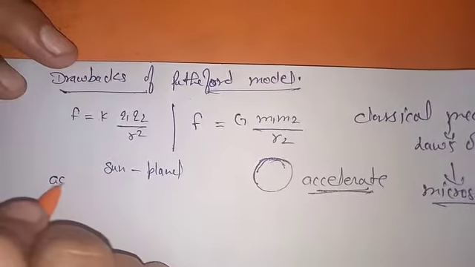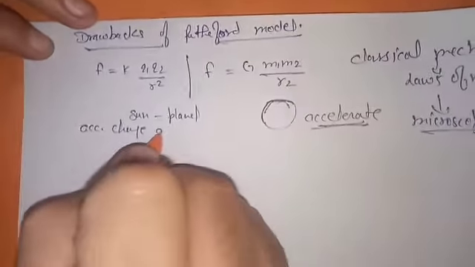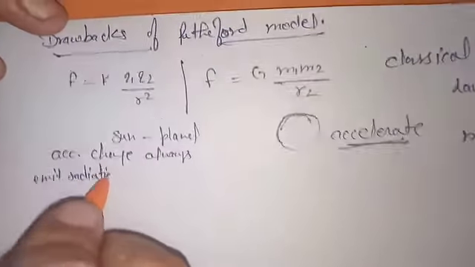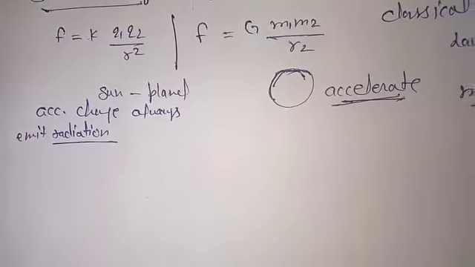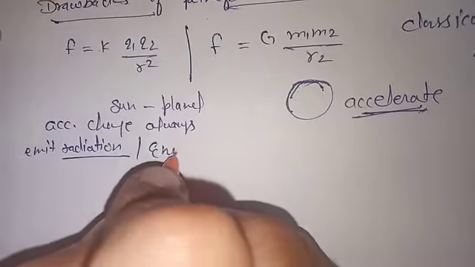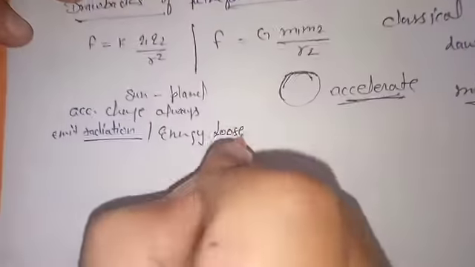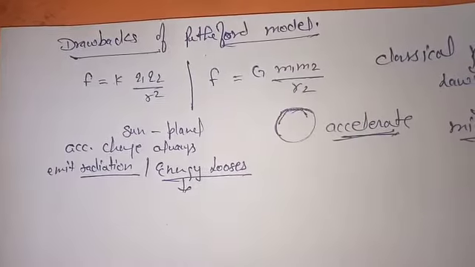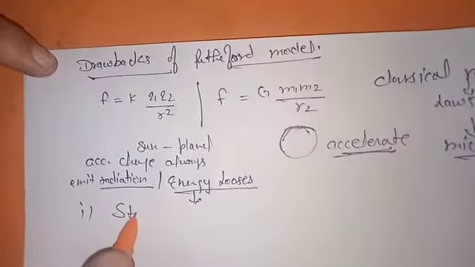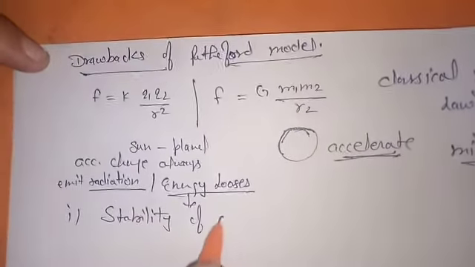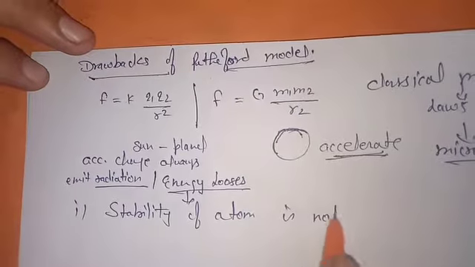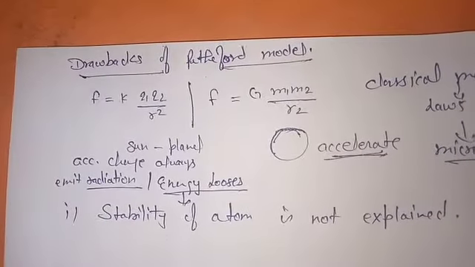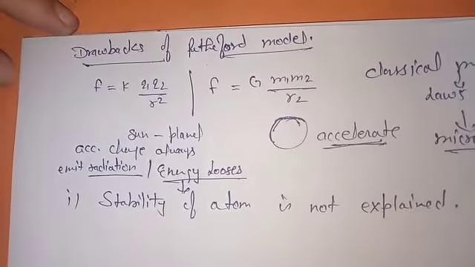But an accelerated charge always emits radiation, particularly electromagnetic radiation like X-rays. So the electron loses energy, and if it loses energy, it must fall into the nucleus and the atom should collapse. So the stability of the atom is still not explained on the model he has given.